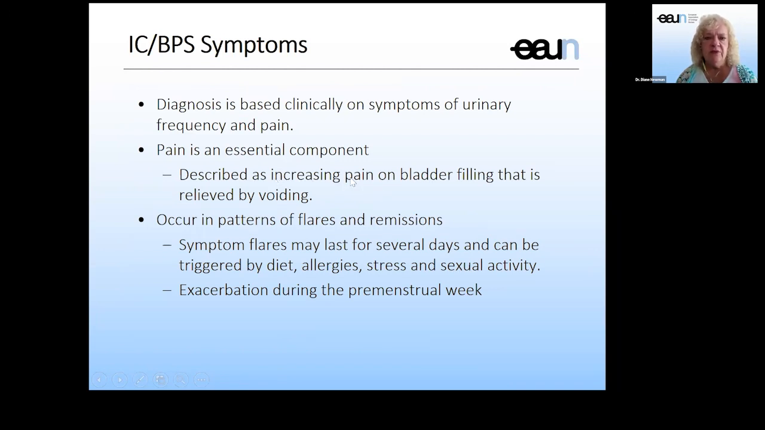And it's really important to realize that pain increases with bladder filling. And the patients will tell you that they void because the pressure and the pain is so intense, and it's relieved by voiding, but only for a short period of time. And then that pain reoccurs. Patients will develop flares that will last several days. And sometimes those flares are around the menstrual cycle in younger women who are still menstruating.